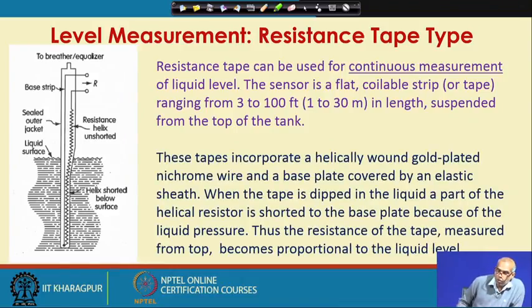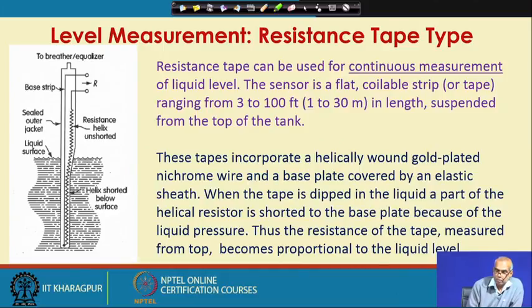These tapes incorporate a helically wound gold plated nichrome wire and a base plate covered by an elastic sheath. When the tape is dipped in the liquid, a part of the helical resistor is shorted to the base plate because of the liquid pressure. Thus, the resistance of the tape measured from top becomes proportional to the liquid level.